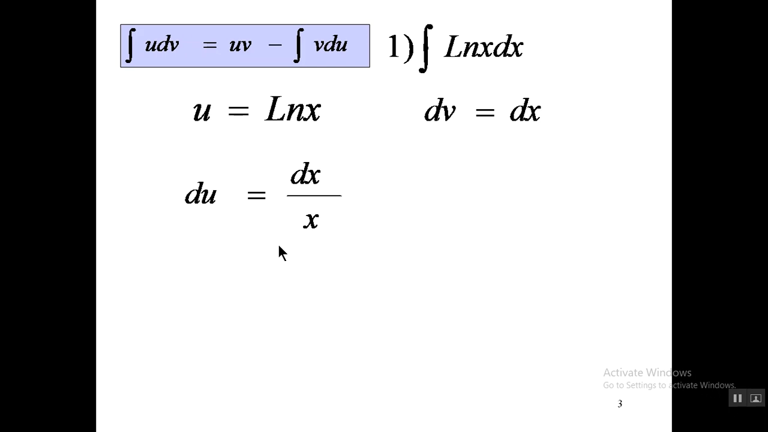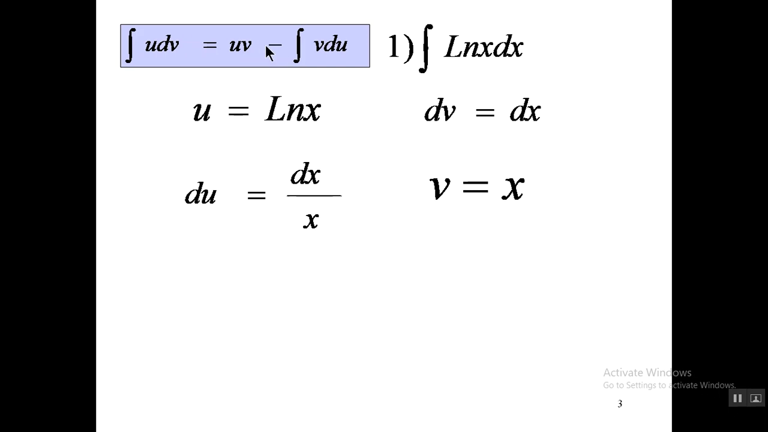So let's see. If we want to calculate the integral ln x dx, we consider one part as u and the rest as dv. So for this case, the only choice we have is to consider u as ln x, and dv as dx. So we take the derivative on this side. We get du equals dx over x, and we are looking for v. That's why we integrate on this side, so we get v equals x.